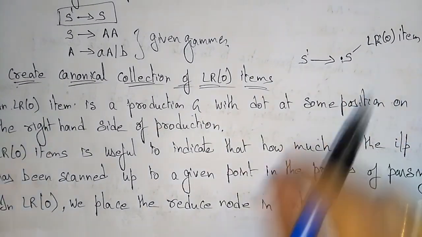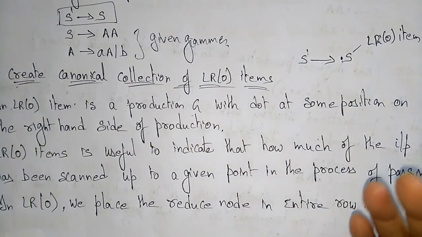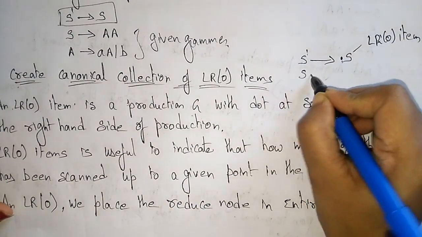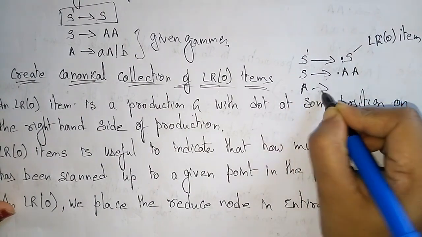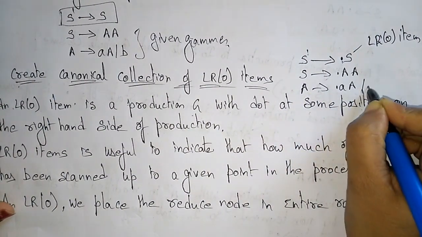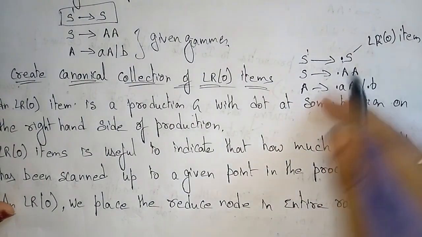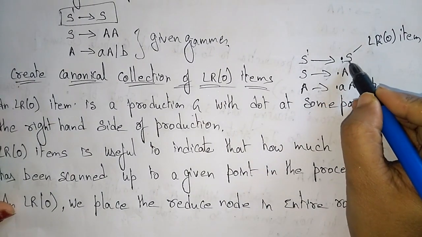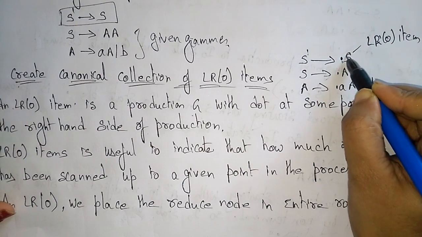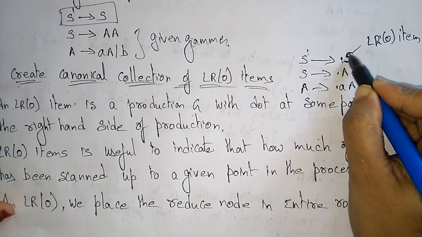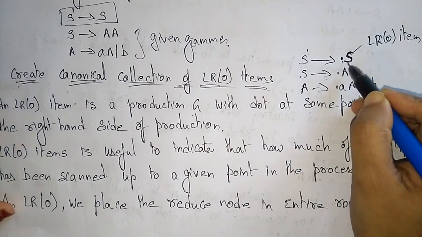Everyone will get a doubt. Why are we using LR0 items? Just placing a dot in the right-hand side of the production. So whenever a dot is there, if a non-terminal symbol is after the dot, you need to generate the closure of S. This is called the closure. The closure of S has to be generated.